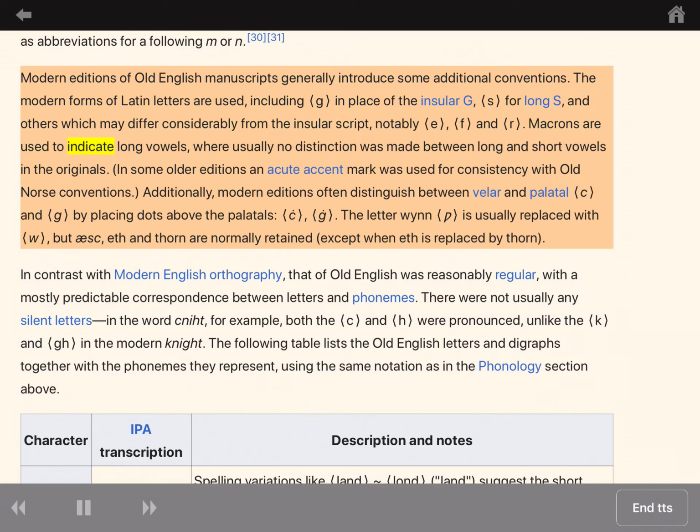Macrons are used to indicate long vowels, where usually no distinction was made between long and short vowels in the originals. Additionally, modern editions often distinguish between velar and palatal C and G by placing dots above the palatals, C with dot above, G with dot above. The letter wynn is usually replaced with W, but the ligature Æ, ð, and thorn are normally retained.